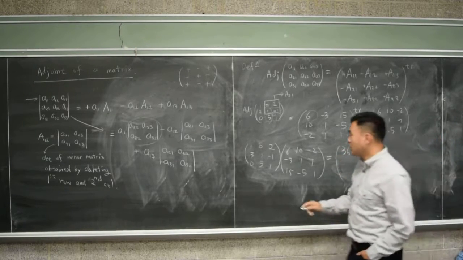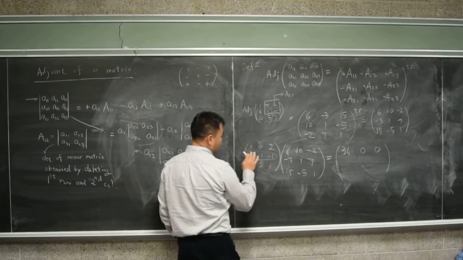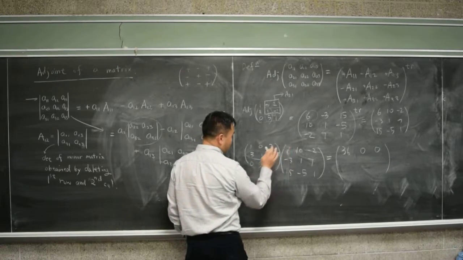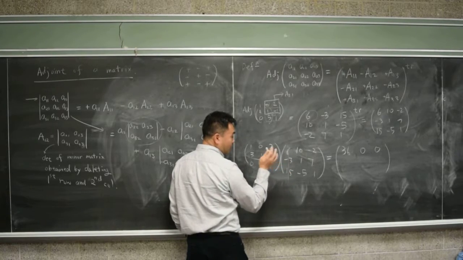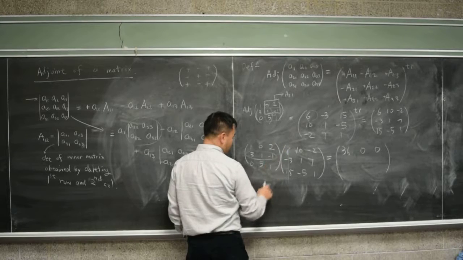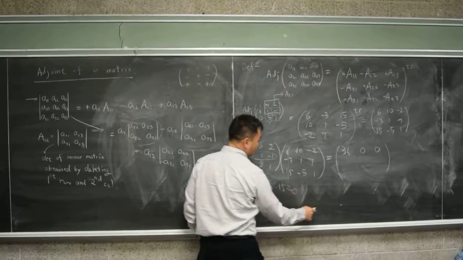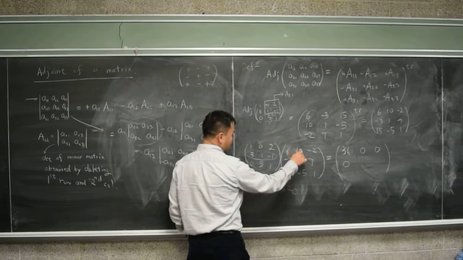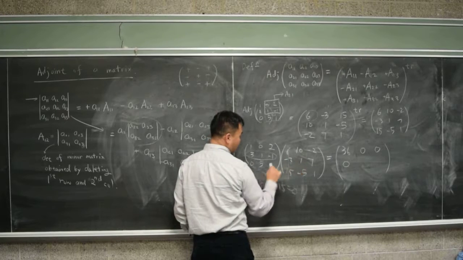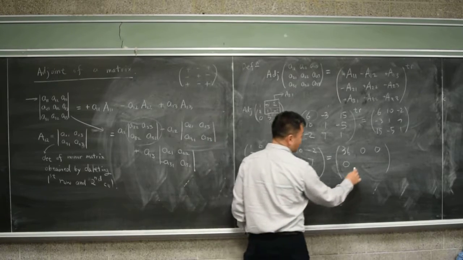All right, now let's go to the second row. This times that. 3 times 6 is 18. 1 times negative 3 is negative 3. Negative 1 times 15 is negative 15. So we have 18 minus 3 minus 15, which is 0. This times that, 3 times 10, that's 30. 1 times 1 is 1. Negative 1 times negative 5 is 5. 5 plus 1 plus 30, 36.